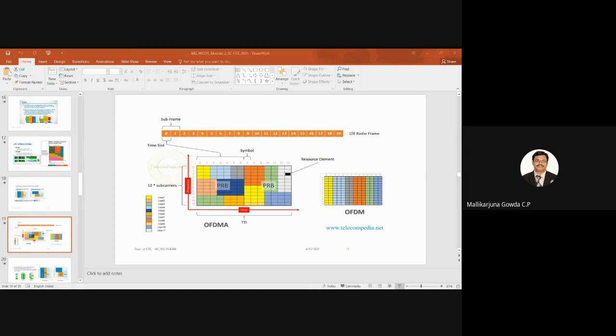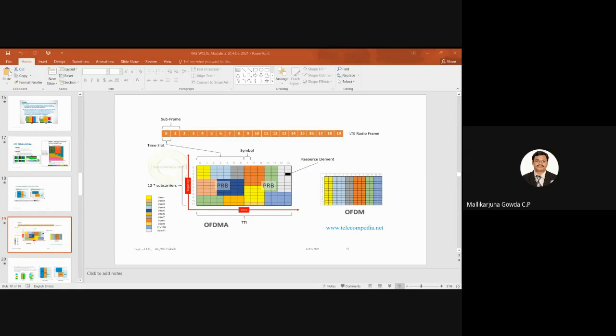Each one cell is known as the resource element, as shown here. In one time slot, I said that there are 12 subcarriers, right? So one cell is known as the resource element.